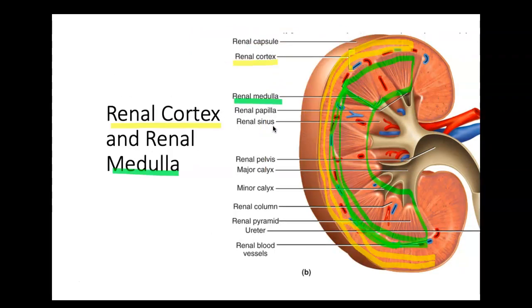Your second structures, second and third, are renal cortex and renal medulla. So this is just general regions of the kidney. So the cortex is all this outer section here. And the renal medulla is everything that's sort of the very middle. Medulla means middle. So the very middle of the kidney is the medulla. The very outer part is the cortex.